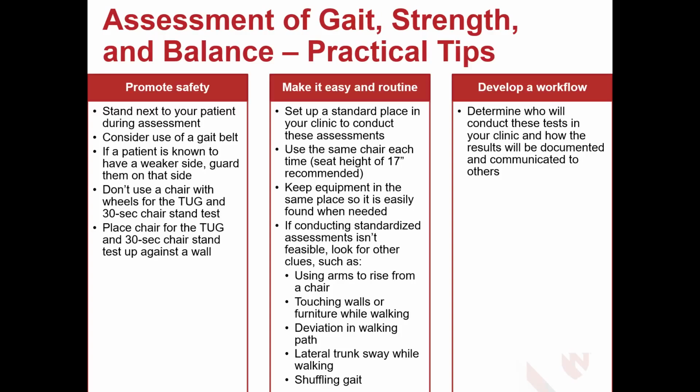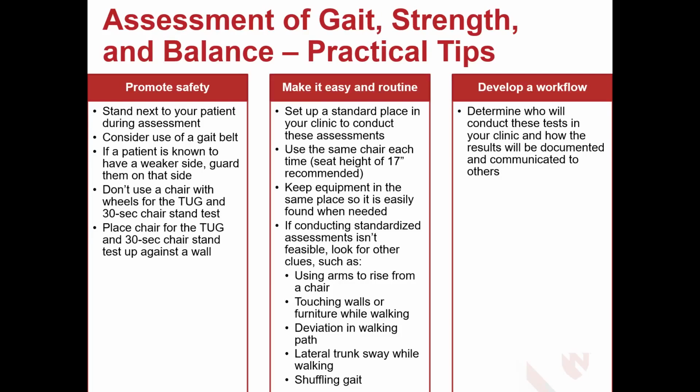Have a standard place to keep equipment needed, such as a gait belt and a stopwatch, and consider what chair you're going to use. A 17-inch height chair is recommended for the 30-second chair stand because you're comparing the performance to those normative values, and so you need some standardization there. If you don't have a chair that's exactly 17 inches high for the seat height, find something close and try to use the same chair every single time, especially if you might want to do this on repeated visits so you can see how they change from visit to visit.